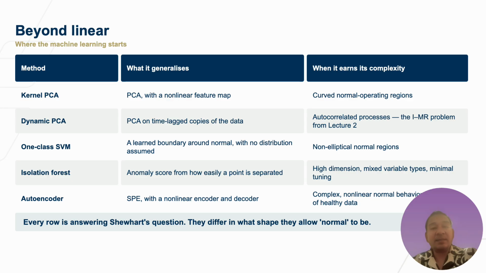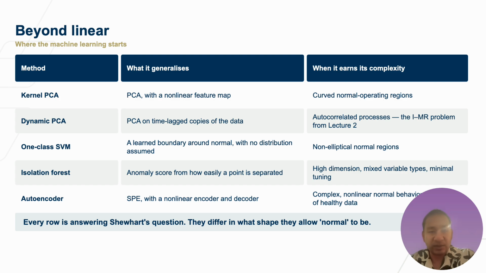Beyond linear, here is the map, and every row is answering Shewhart's question. Kernel PCA: PCA with a nonlinear feature map, earns its complexity when the normal operating region is curved rather than flat. Dynamic PCA: PCA on time-lagged copies of the data. This is the fix for autocorrelation, the IMR problem from lecture 2 solved properly. Instead of pretending consecutive runs are independent, you build the dependence into the model.